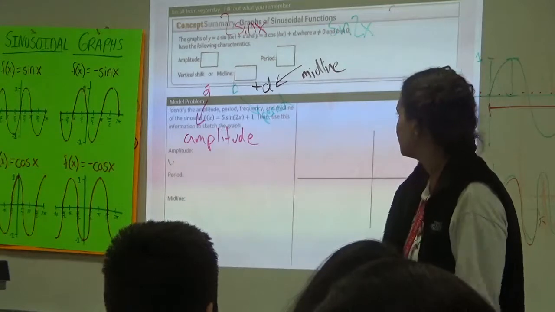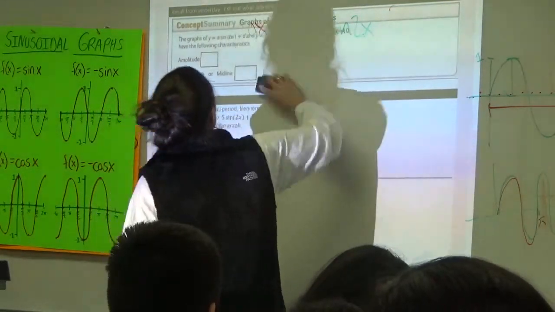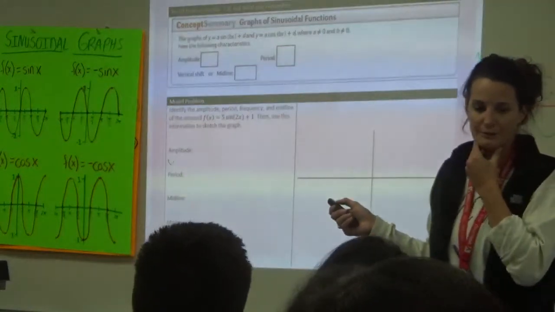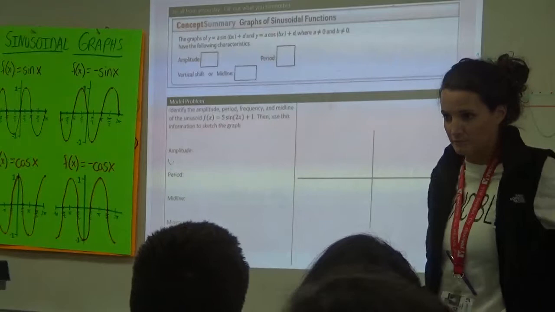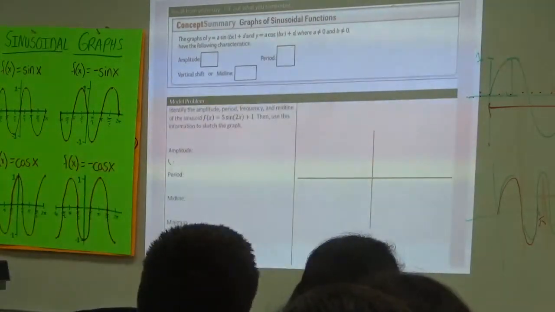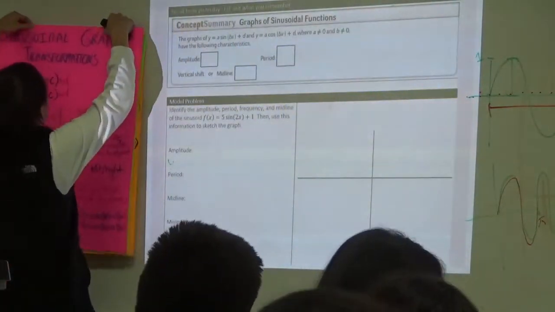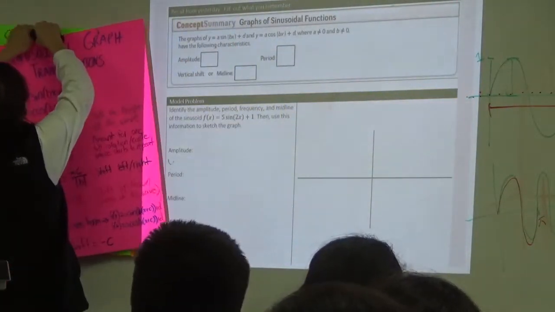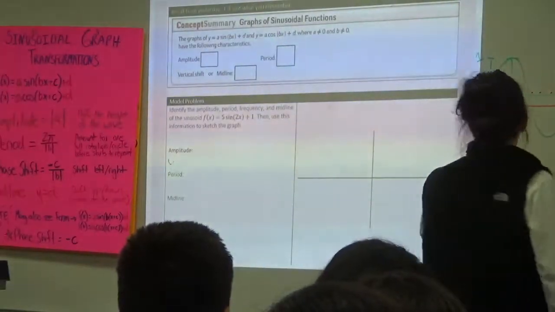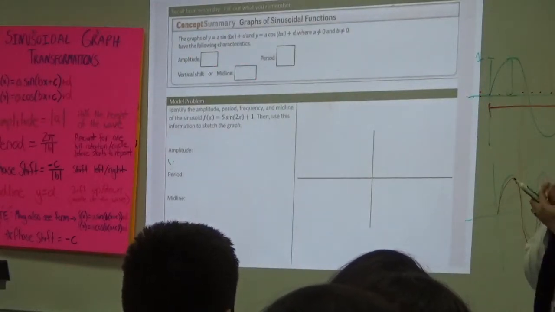But I want y'all to flip to where it says graphs of sinusoidal functions, this little box right here. Alright, so we're basically going to be filling out what I have on this big pink poster up here that I'm going to be referencing a lot this unit, which talks again about A, B, and D and how we can use those to find our amplitude, our period, and our midline.